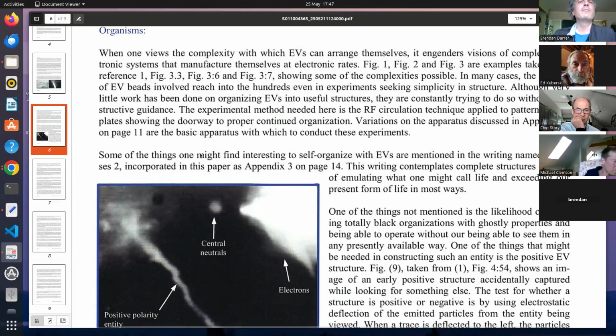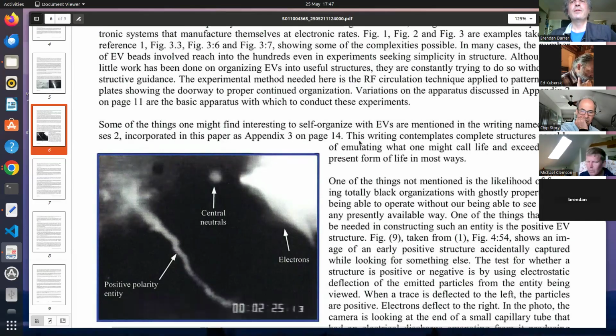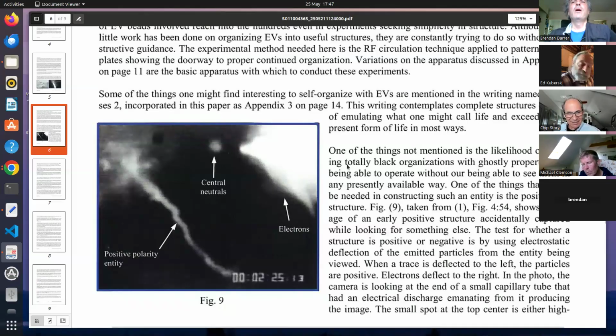Some of the things one might find interesting to self-organize with EVs are mentioned in the writing named Genus 2, incorporated in this paper as Appendix 3 on page 14. This writing contemplates complete structures capable of emulating what one might call life and exceeding our present form of life in most ways. Wow, that's quite the sentence there.